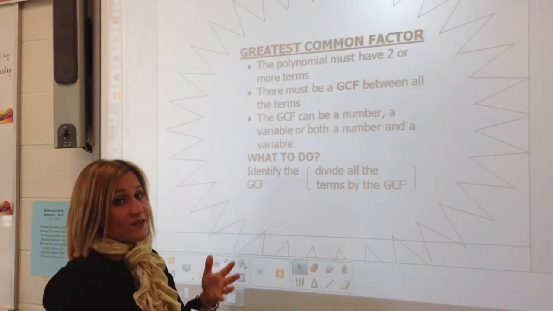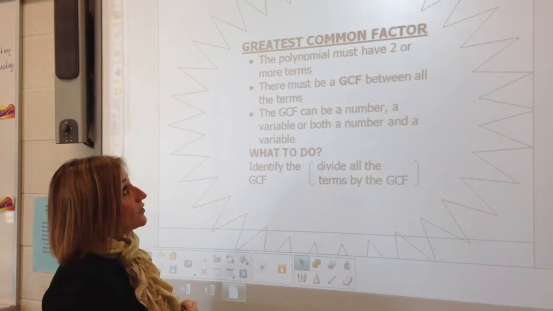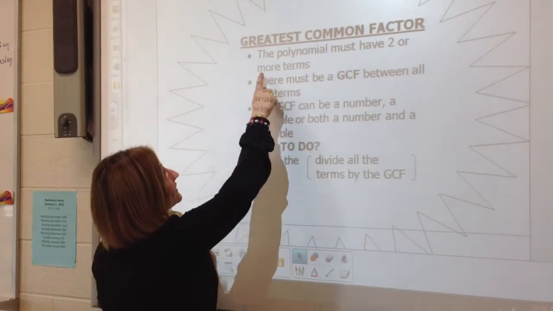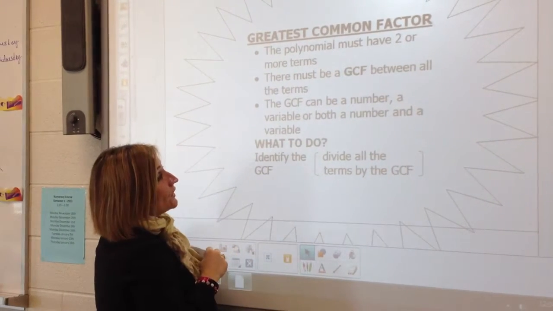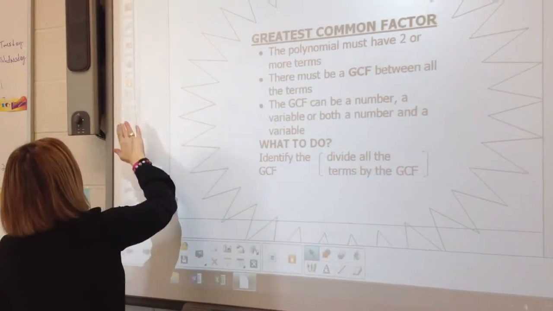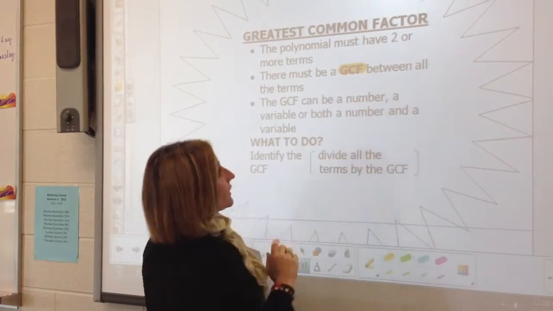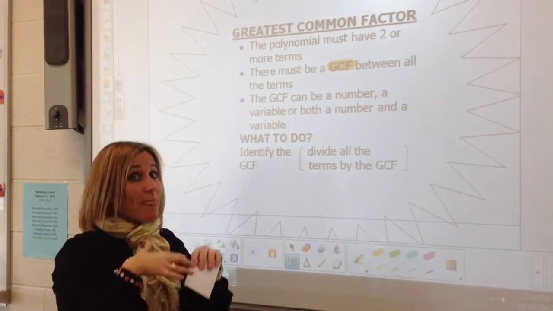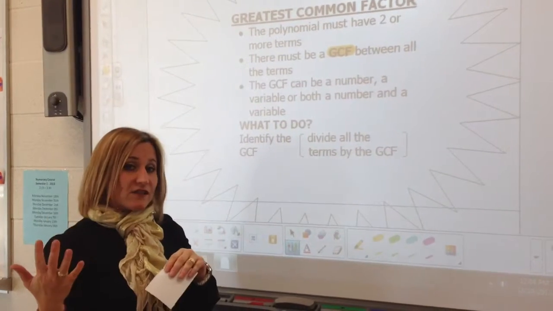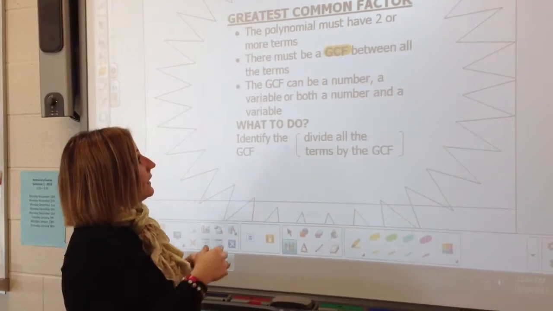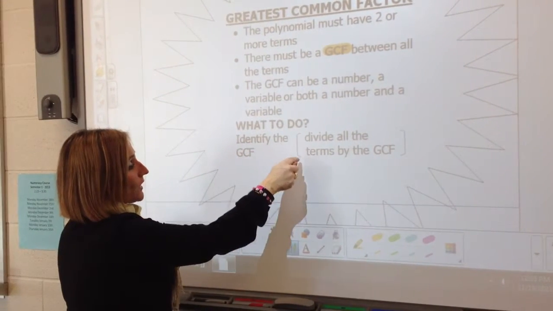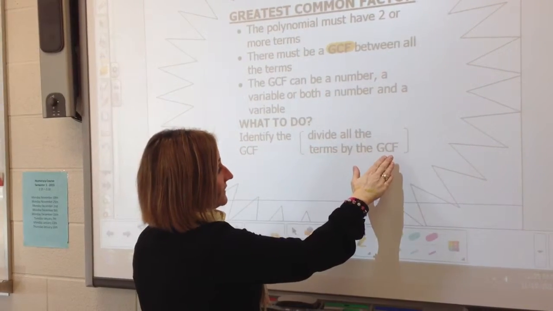But how do you know if it's a greatest common factor? Well, you have to take a look to see if it meets these criteria. So in other words, you want to check that the polynomial has 2 or more terms. You want to see if there's a GCF between all the terms. What is this GCF? What does that mean? Well, it stands for greatest common factor. It's a number, and you want the biggest number that will divide into all your terms, or a letter that divides into all your terms, something that's common. If you decide that there is a GCF, basically you would write down the GCF, open up your bracket, and divide all the terms by the GCF.